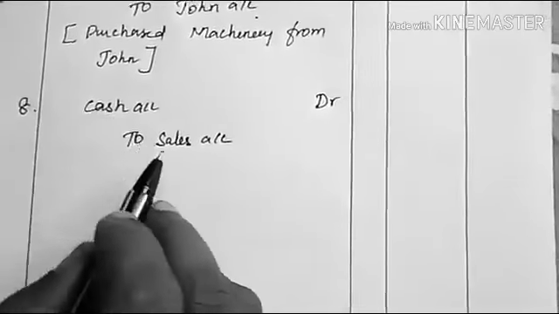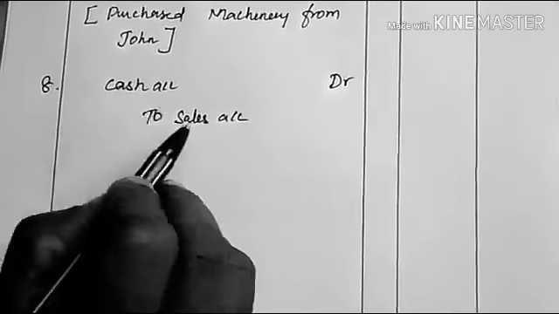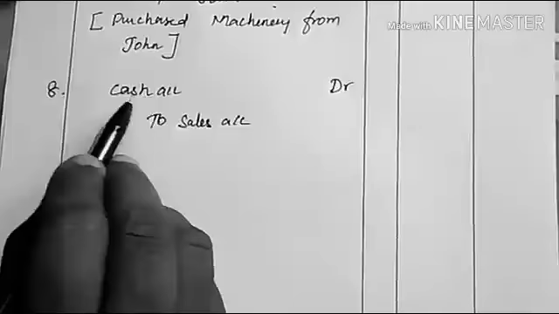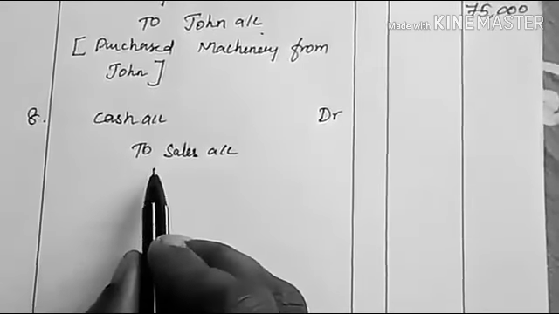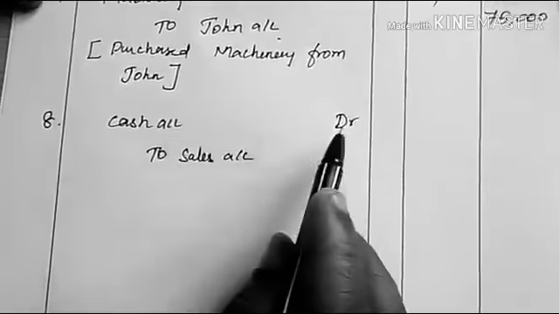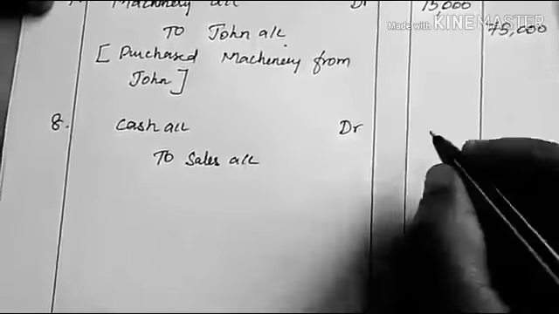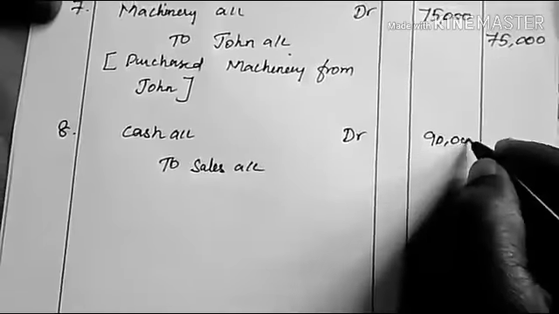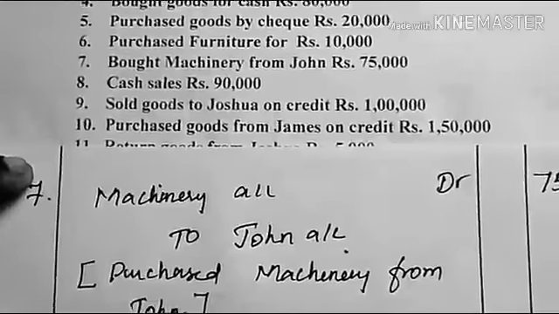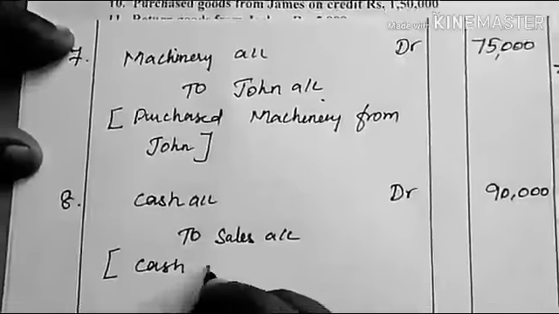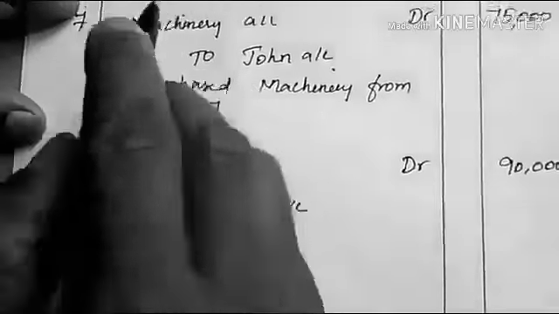See, both cash and sales are real accounts. What is the real account rule? Debit what comes in. When you sell something, cash comes in. So, debit cash. What goes out? Goods go out, to sales. So, cash comes in, sales goes out. So, how much? 90,000. Just write the narration: cash sales.